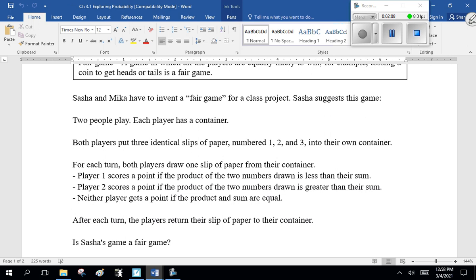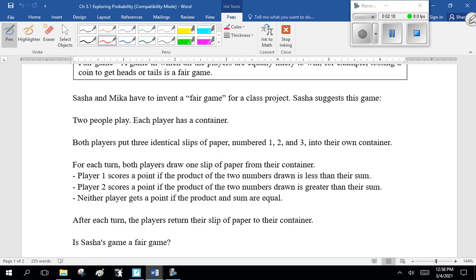Player 1 scores a point if the product of the 2 numbers drawn is less than their sum. Player 2 scores a point if the product of the 2 numbers drawn is greater than their sum. Okay, now, less and greater than their sum. Neither player gets a point if the product and sum are equal. After each turn, the players return the slips of paper to the container. So, everybody draws a piece of paper, compare the numbers. Look at the product and the sum. Remember, product, you multiply, sum, you add. So the big question here, is Sasha's game a fair game?